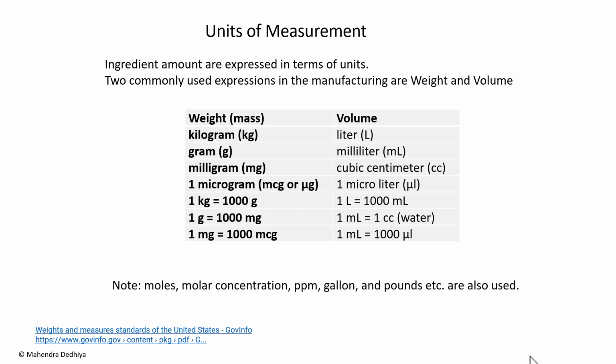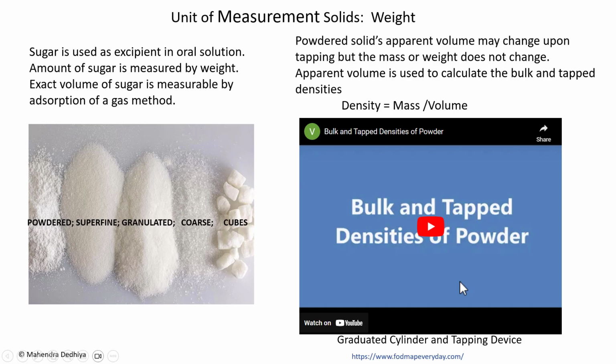are also used. Unit of measurement for solid, that's weight. And solids are also used in manufacture and preparation of liquid products, such as sugar is used as an excipient, sweetener in oral solutions. Amount of sugar or solid is generally measured by weight, and exact volume of the sugar solid is measurable by gas methods. Here are the examples of powder, sugar, superfine, granulated, coarse, cube.